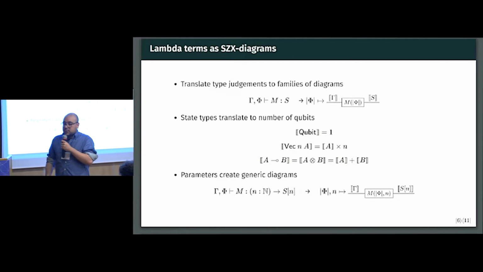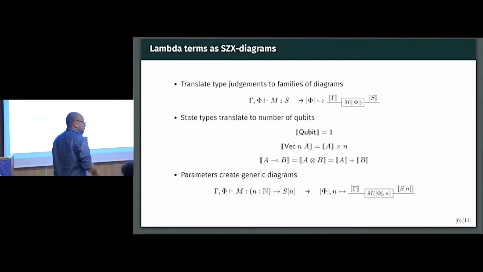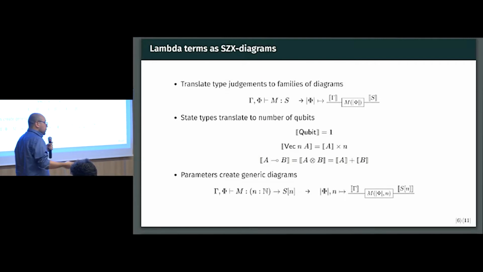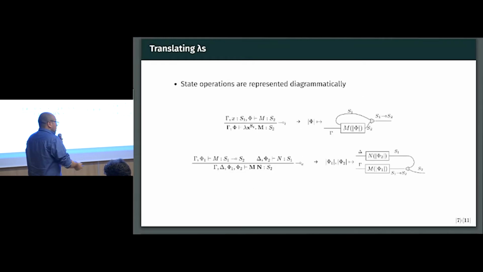The parameters will tell us about the index of the family of diagrams, but do not affect the shape. The states, for example, when we're working with these kinds of judgments, the lambda abstraction will give me this shape of diagram. The application will give me this shape of diagrams.